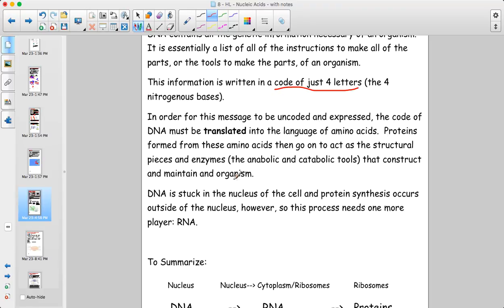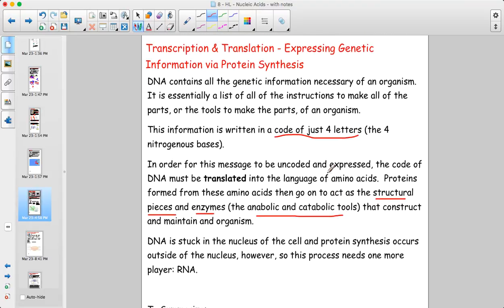The way that we then express the information that's inside of the DNA is that the DNA code is actually coding for different amino acids, and those amino acids get linked up to make proteins. And then proteins are structural pieces, but more importantly, they are the enzymes. They are the anabolic and catabolic tools that are going to construct and build and chop up and put together the organism. So DNA is sort of the coded information, and then that actually gets translated into things that can actually build and construct organisms.